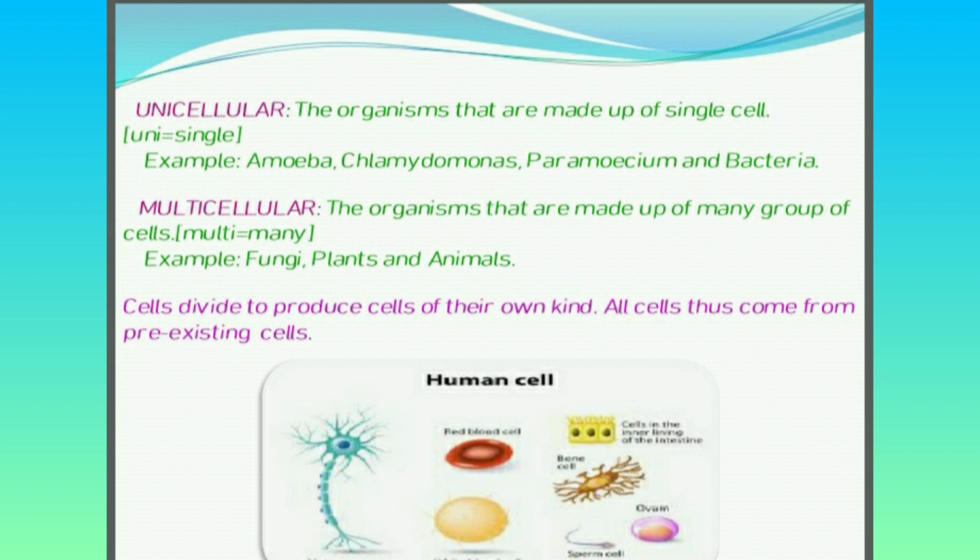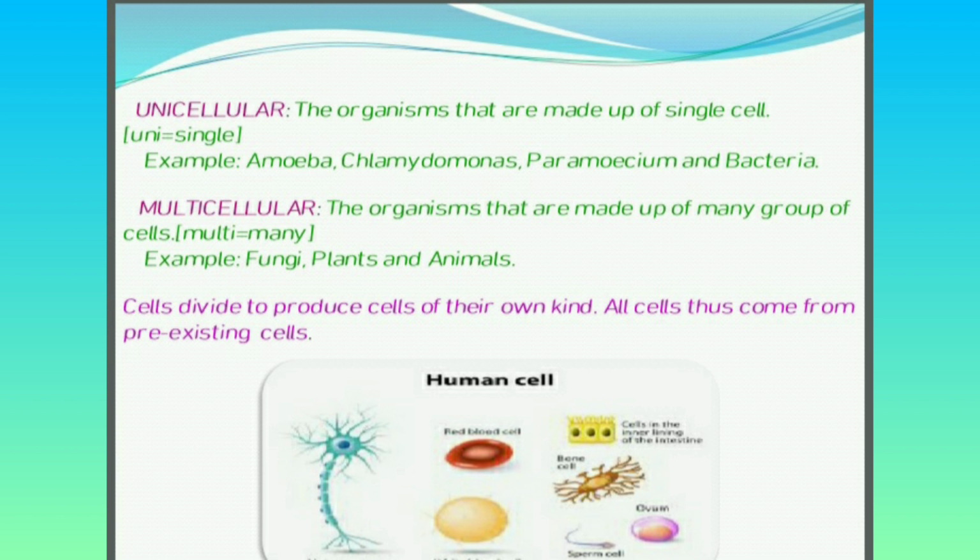Now let us look into the classification of organisms based on cells. Unicellular: the organisms that are made up of a single cell. Uni means single. For example, amoeba, chlamydomonas, paramecium and bacteria. Next is multicellular. The organisms that are made up of a group of cells together are called multicellular. Multi meaning many. Examples are fungi, plants and animals.